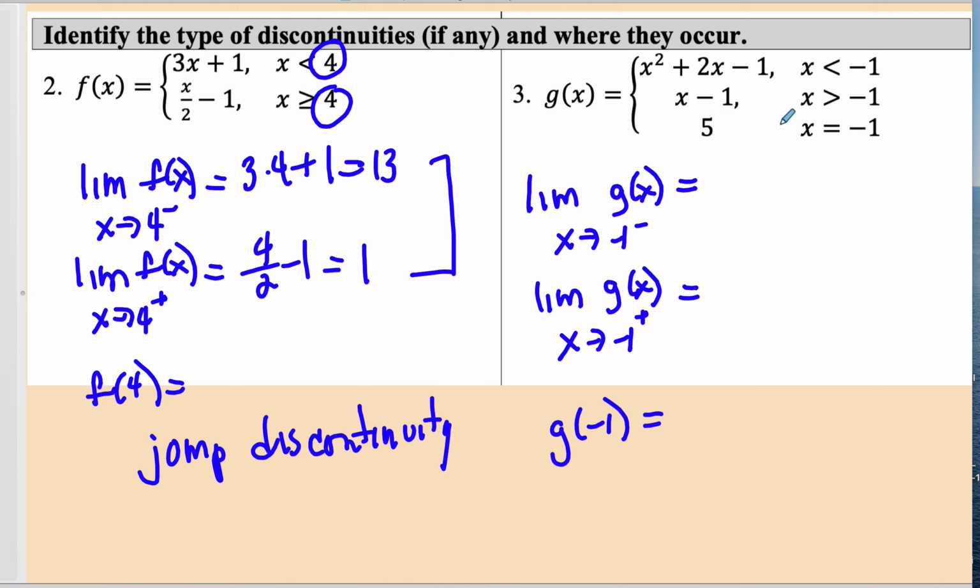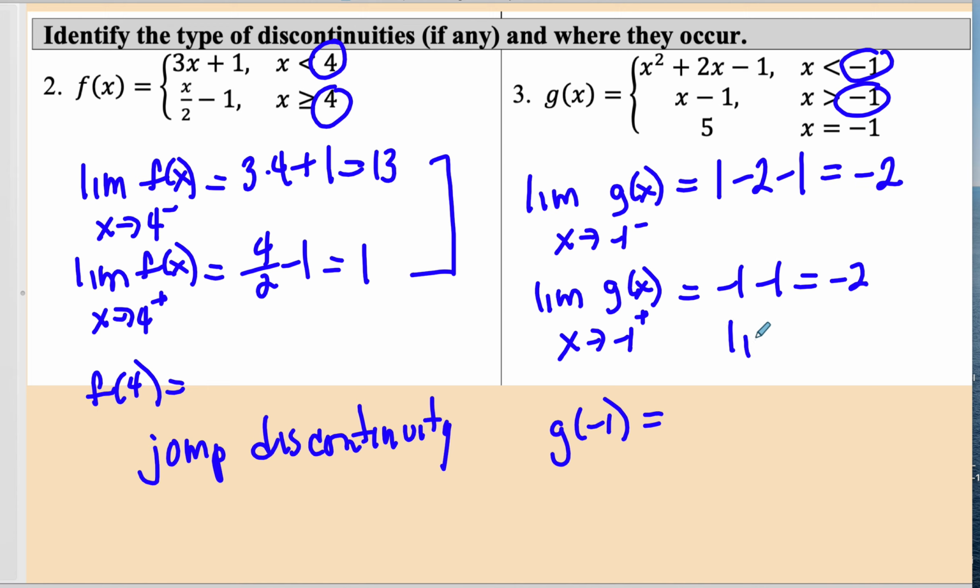Let's take a look at g, and we'll take a look at negative 1 from the left-hand side. So that'll be 1 minus 2 minus 1, which will be equal to negative 2. And then over here from the right-hand side, we're going to do negative 1 minus 1, which is negative 2. Well, this tells me I have a limit. So I do have a limit as x approaches -1 of g of x. That's equal to -2.